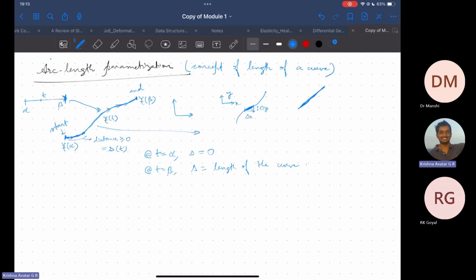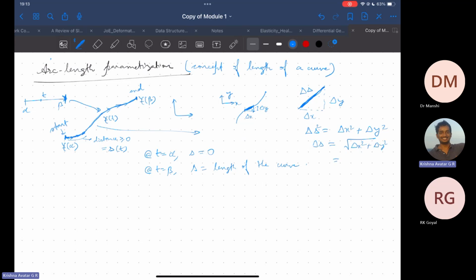So this is the segment of the curve, and this is the projection along the y-axis and along the x-axis. And this we can call delta s, which means the length of this curve. So delta s squared, from the Pythagorean theorem, is delta x squared plus delta y squared, right? And since the length is always going to be greater than 0, we can take only the positive part of the square root of delta x squared plus delta y whole squared.